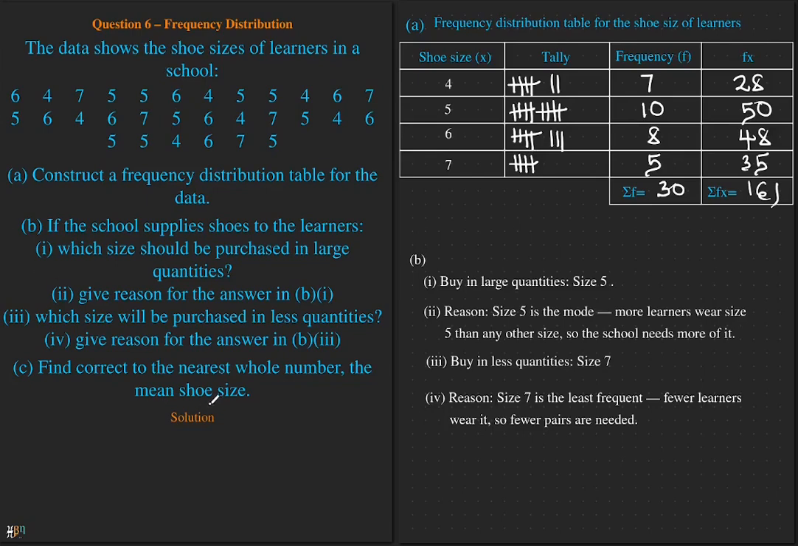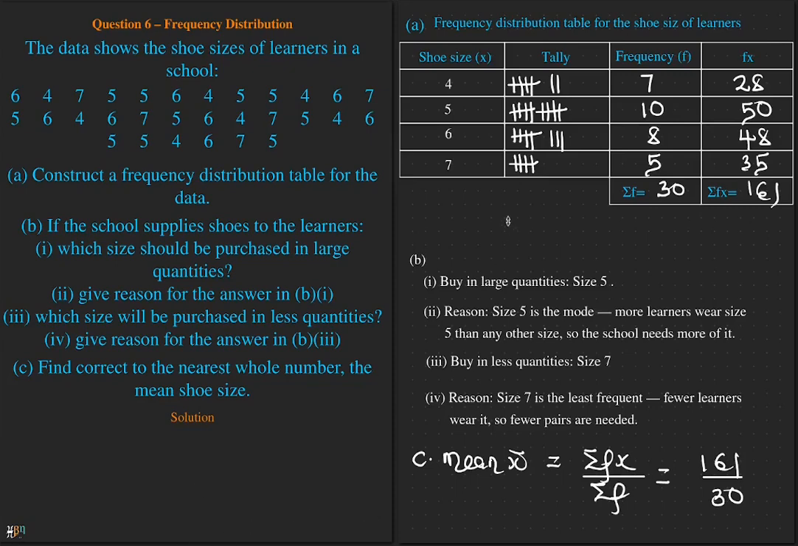Now let's look at the calculation. Find, correct to the nearest whole number, the mean shoe size. We want it to the nearest whole number. Now, to solve that, we need a formula for mean, as I explained earlier on. So for C, the mean, which is written as this, is simply what? Sigma fx over sigma f. And doing our necessary substitution, sigma fx is simply 161 over, then we have our 30 here.